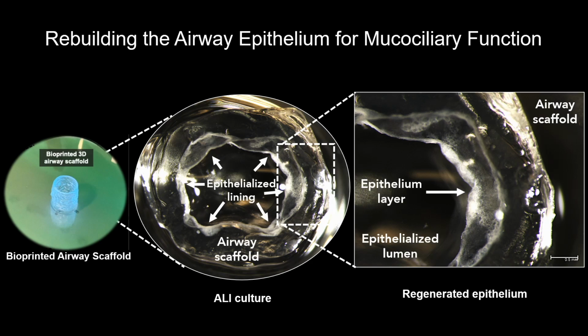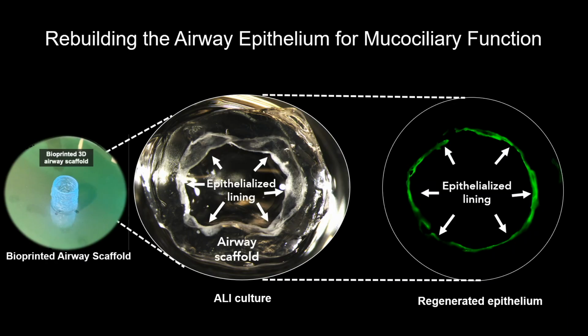Over time, the cells formed a continuous ciliated epithelial layer along the inner surface, closely mirroring the structure of the native airway, which is a crucial foundation for mucus production, coordinated ciliary motion, and ultimately functional mucociliary clearance.